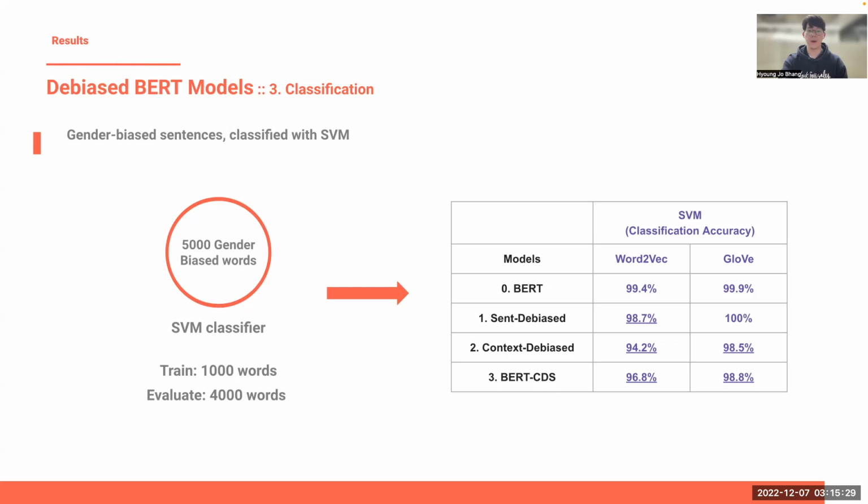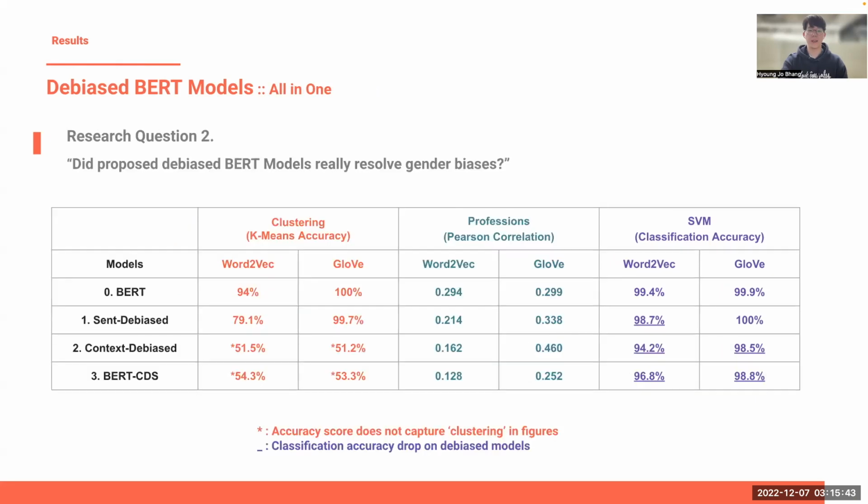At the same time, we could spot that debiasing has taken place, with an accuracy decrease compared to the BERT baseline numbers of 99.4% and 99.9%. For your ease of reference, all data are gathered in the table below. To sum up, let's go back to our RQ2. Did the proposed debiased BERT models really resolve gender biases? To answer the question, no, they didn't.